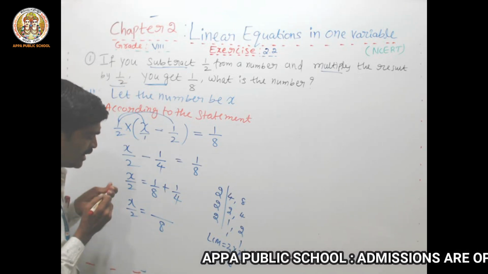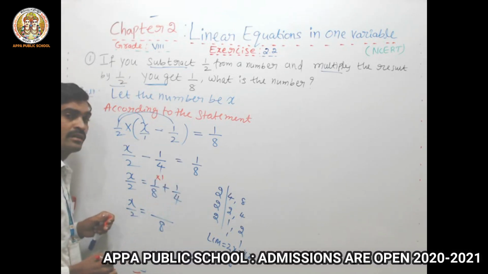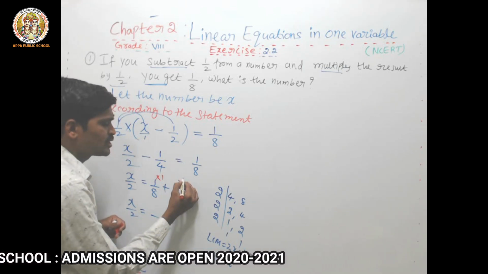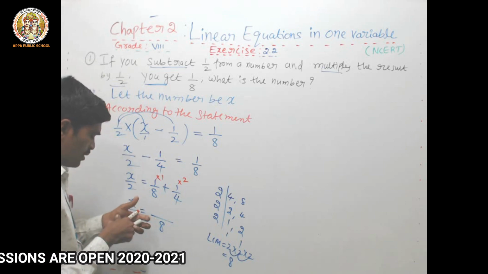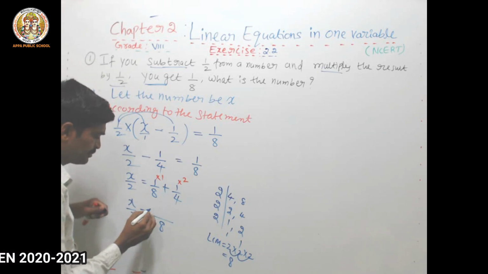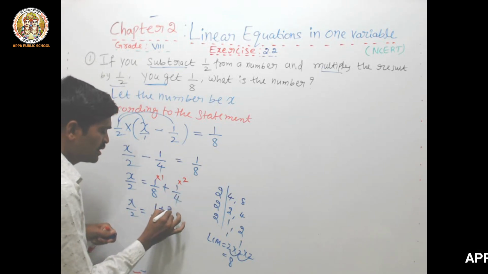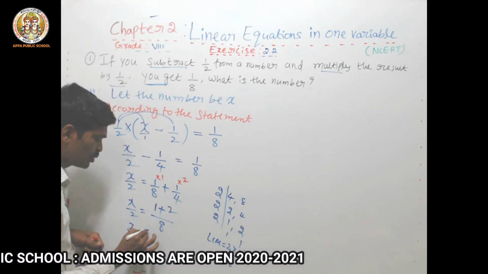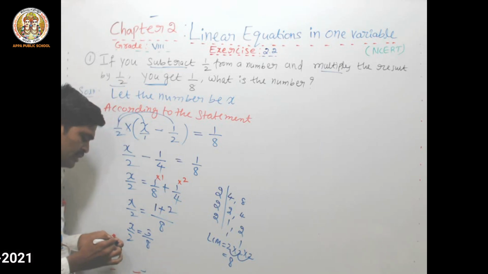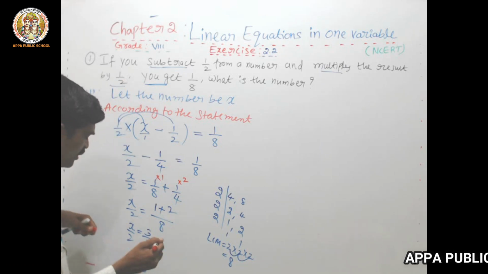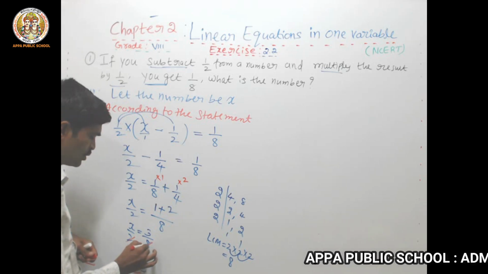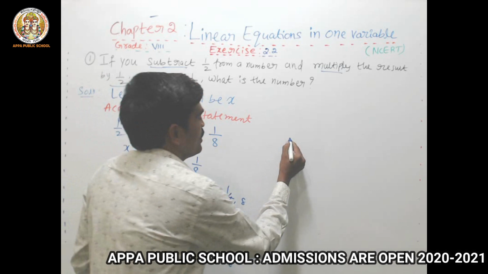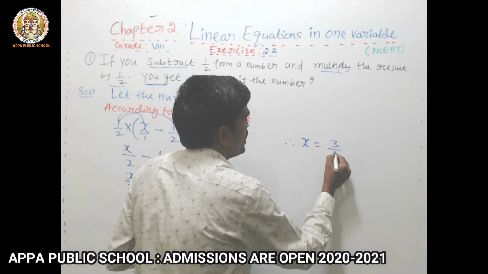Here the LCM is 8, so we multiply with 1. Here 4 is there. Which number do we multiply 4 by to get 8? That should be 2. Now 1 1s are 1 plus 2 1s are 2. Here x by 2 keep as it is. Here 1 plus 2 is 3, and 8. The equals sign is in the middle, so you can go 2 1s are 2, then 2 4s are 8. Therefore x is equal to 3 by 4.